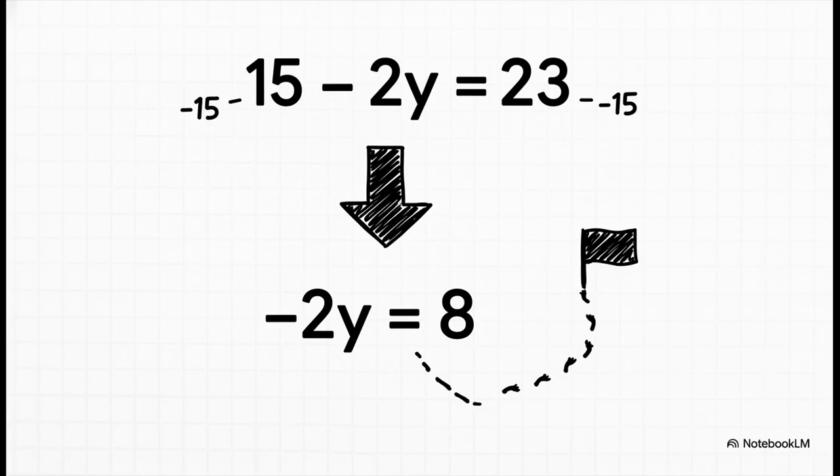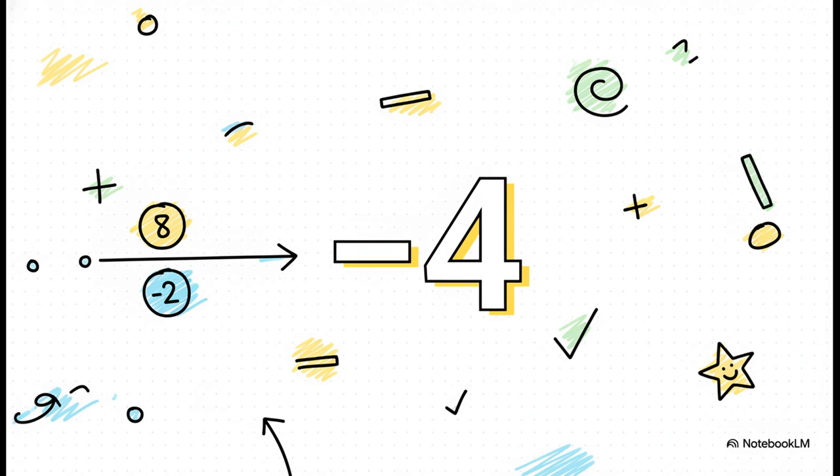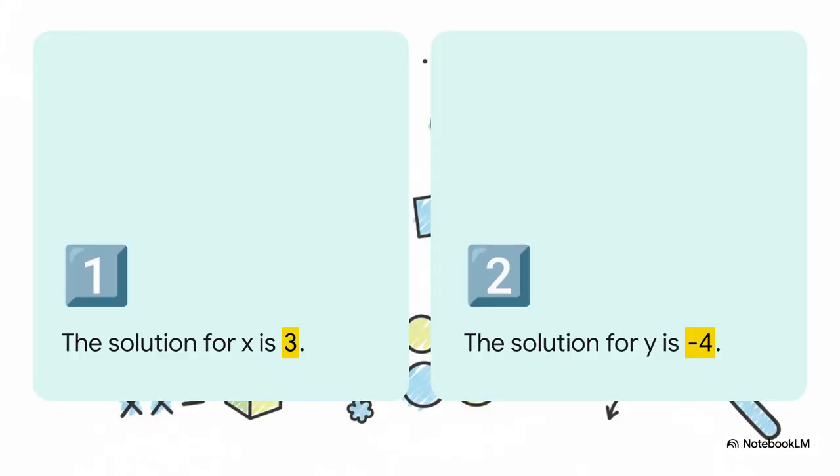We are so close now, just one final step. All we have to do is divide 8 by minus 2, which gives us our value for y. It's minus 4. And that is it. We've done it. We've solved the whole thing. So let's just recap our complete solution. We found that x equals 3 and y equals minus 4. These are the two magic numbers that make both of our original equations true. But, you know, just getting the answer isn't the whole story, is it? How do we make sure we bag all 4 of those marks?